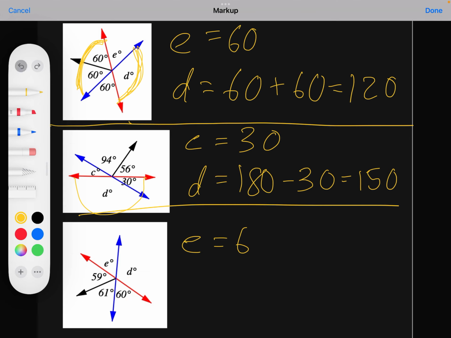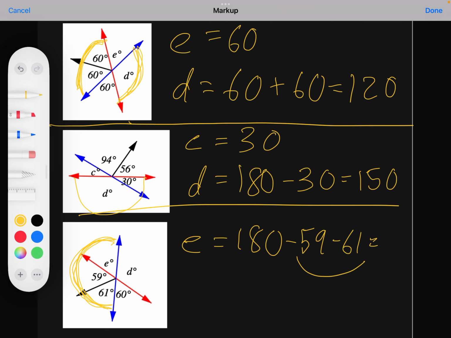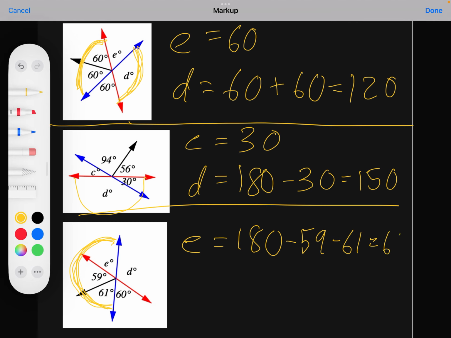Another way you could find out that E is 60, and I think this is harder but a much more interesting way, is to take that half circle. Well, that equals 180. So it's 180 minus the two other parts, so minus 59 minus 61. And that is 60, because together those two make 120. And so the total result is 60. Same thing as, of course, being vertical from this one.